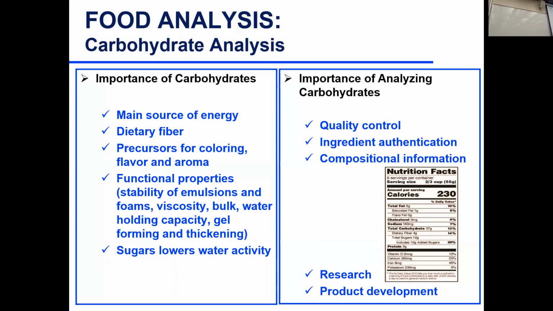Product development. We are producing a product that is high in fiber, low in resistant starch, or high in amylose, low in amylopectin. So we need to figure out the composition when we are targeting a certain product with certain characteristics.